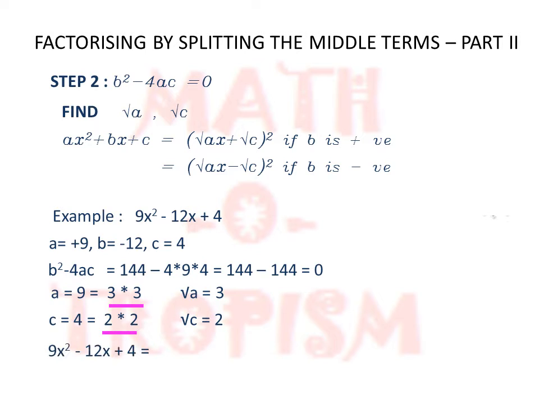So 9x square minus 12x plus 4 can be written as 3x. Here minus because b is minus 12. So since b is negative, it will come as root of ax minus root c the whole square. So 3x minus 2 the whole square.